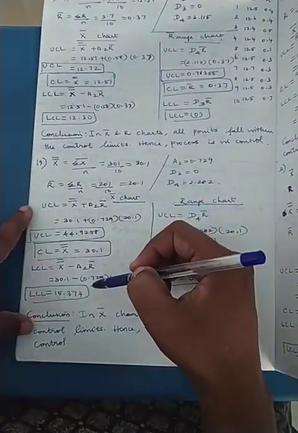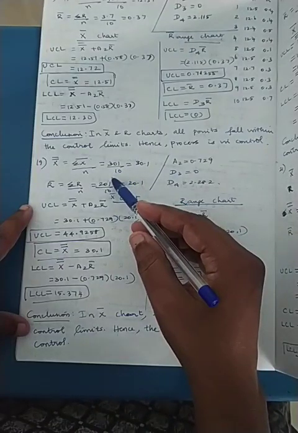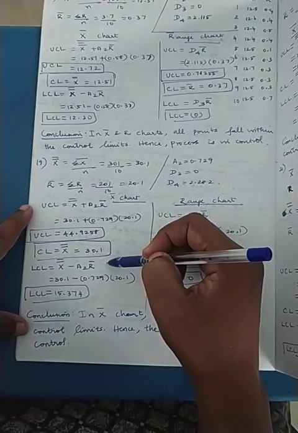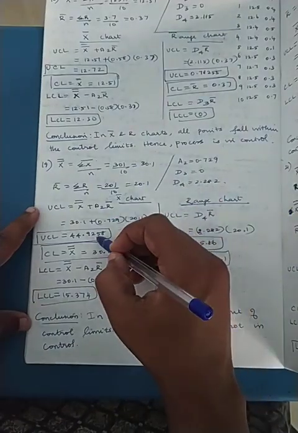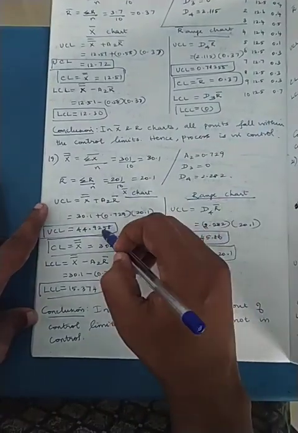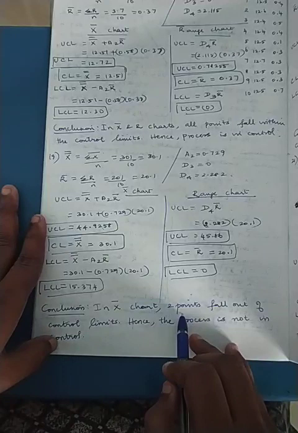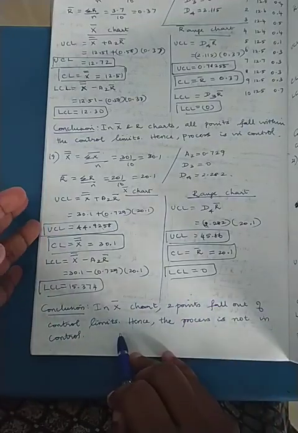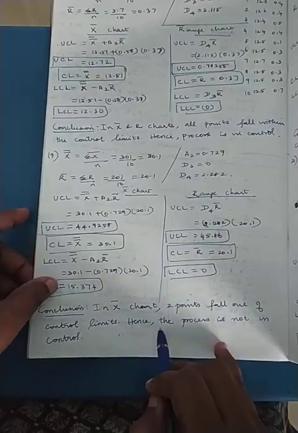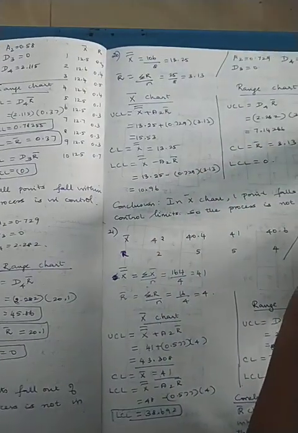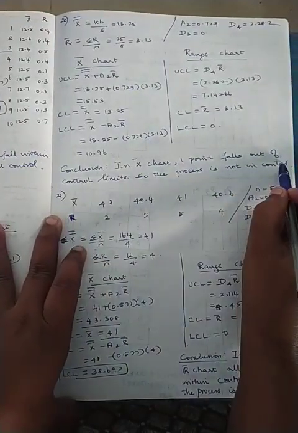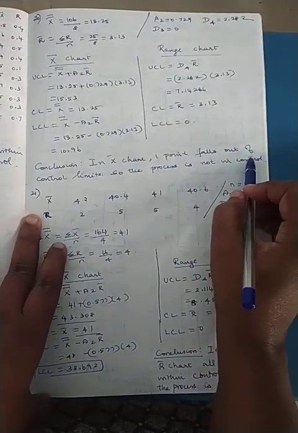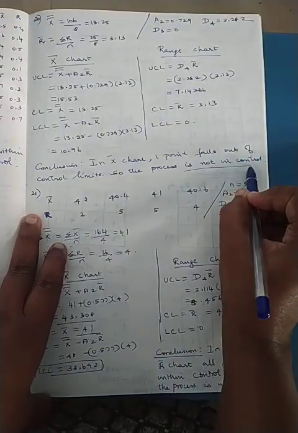Similarly, coming to the 19th problem. In the 19th problem, they have given the X bar and the R directly, so you can very well go ahead calculating the X double bar, and then for the X bar chart and the range chart, you can find the UCL, CL and the LCL. Here we see 2 points are coming out of the control limits. So the process is not in control. Then coming to the 20th problem, again in the conclusion I can say one point is falling out of control. Even if one point is falling out of control, I can say the process is not in control.